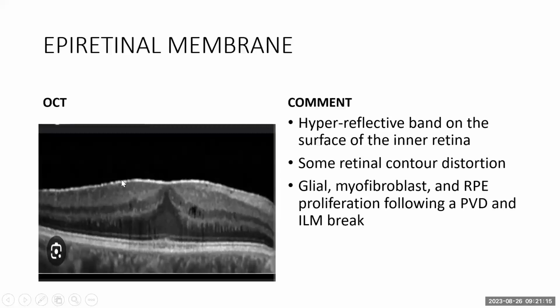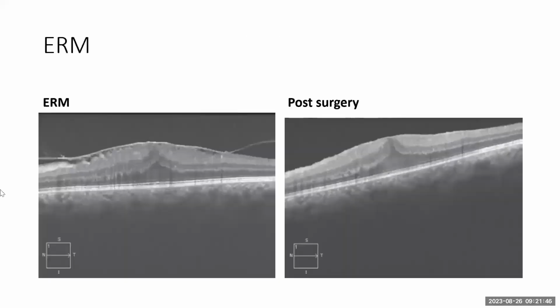Usually when it happens, it creates some corrugations on the surface of the neurosensory retina, meaning it is not as flat as it should be. I'm going to show that. This usually happens after a PVD because it allows room for glial cells and myofibroblasts to proliferate over the surface of the neurosensory retina. So I'll show you this.